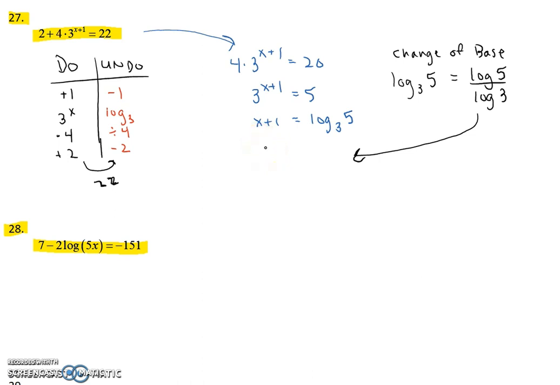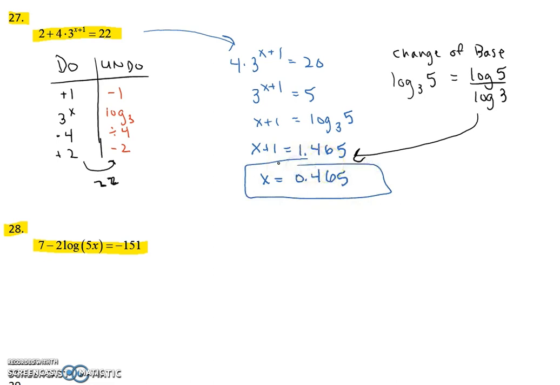So we still have the x plus 1 on the left side. And then on the right side, we'll write down what that decimal value is going to be. So I'm going to calculate that quick, and we end up with 1.465. And then lastly, of course, subtract 1 from that, and you get 0.465 for your answer.